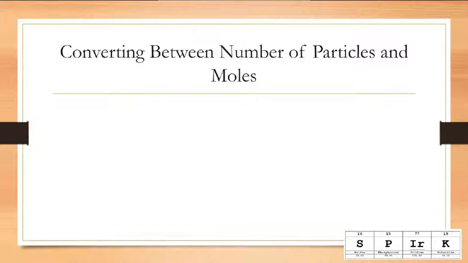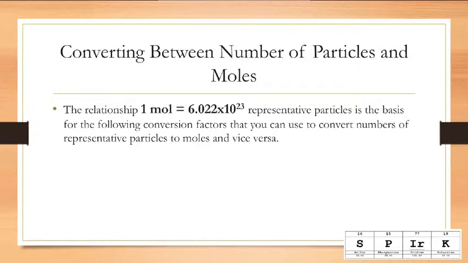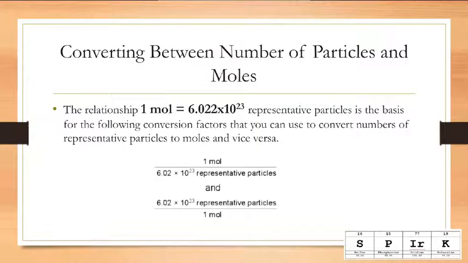So converting between number of particles and moles, the relationship 1 mole is equal to 6.022 times 10 to the 23rd representative particles is the basis for the following conversion factors that you can use to convert numbers of representative particles to moles, and vice versa. As we see here, since they're equivalent, we can set these up as a conversion factor either way.